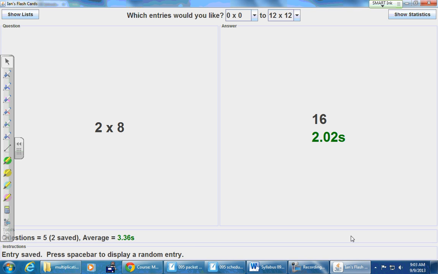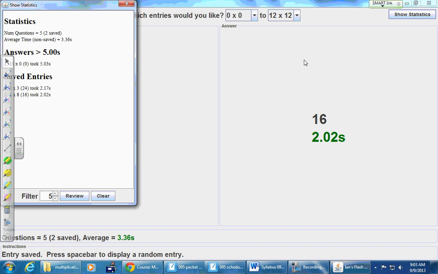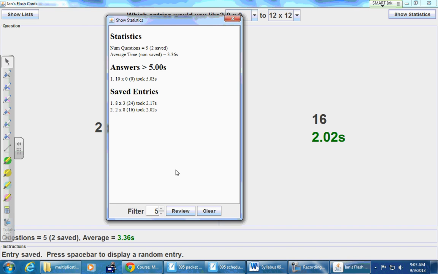Okay, now, if you come up here and you go into this thing that says show statistics, then it shows me, I'm going to change this filter down to 0. This shows me all of the problems that I just did. Every single one of the 5 things that I did is up here. These are ordered by time. So the slowest one for me was that first one at 5 seconds. And then these 2 are the ones that I got wrong, that I said save these for later.